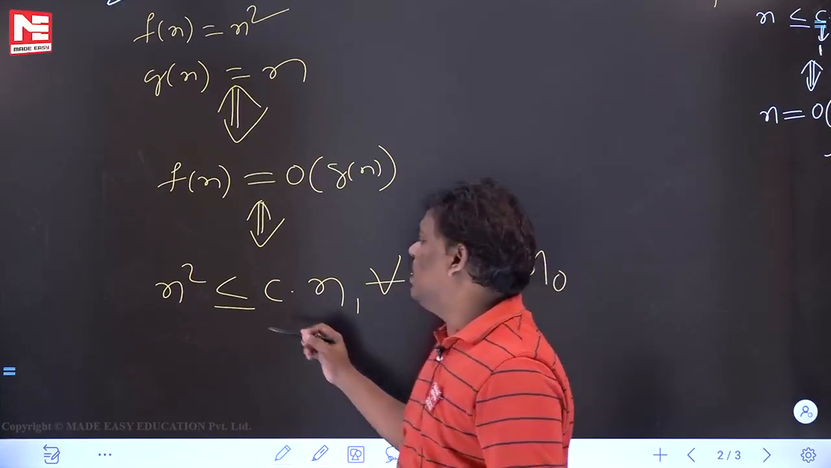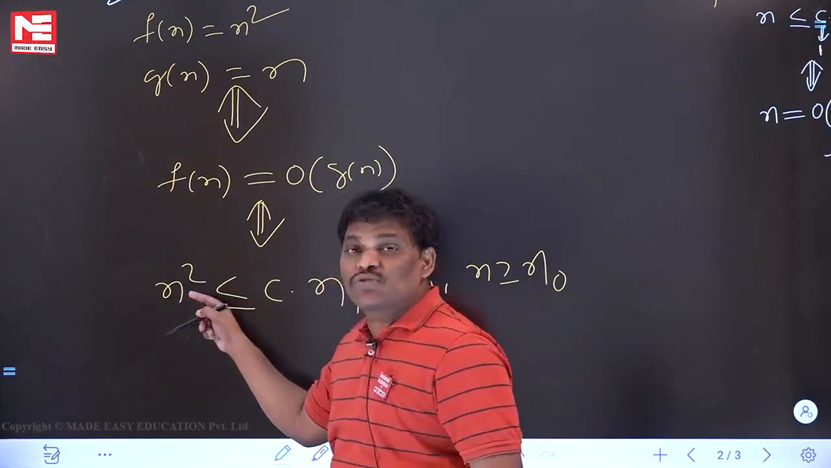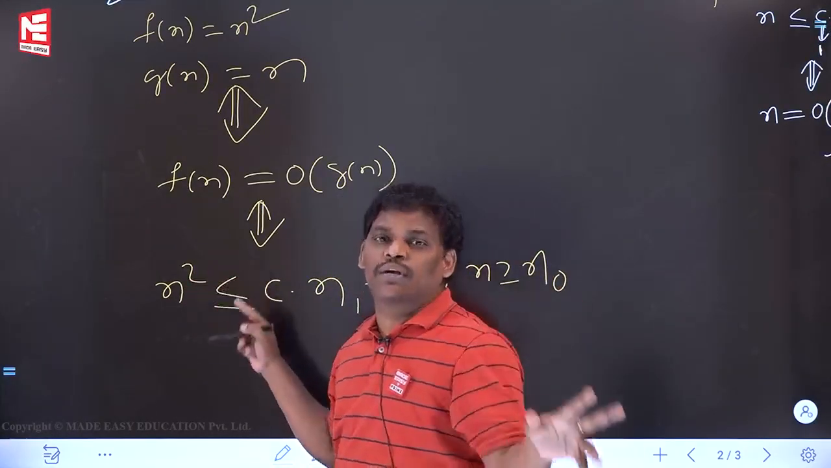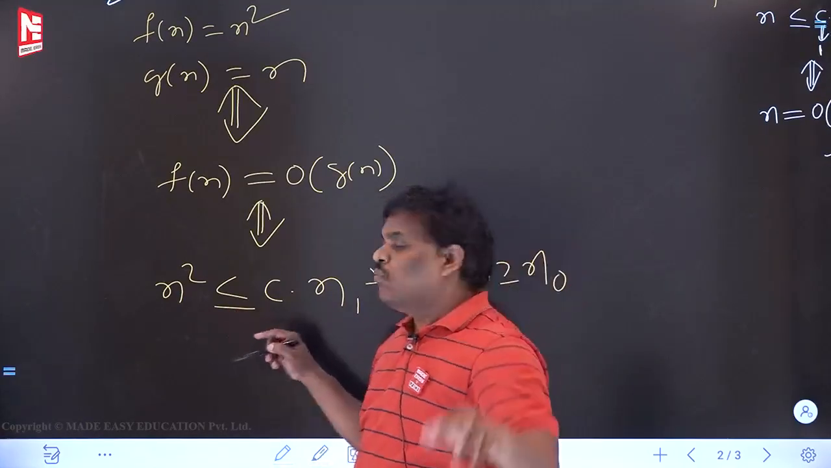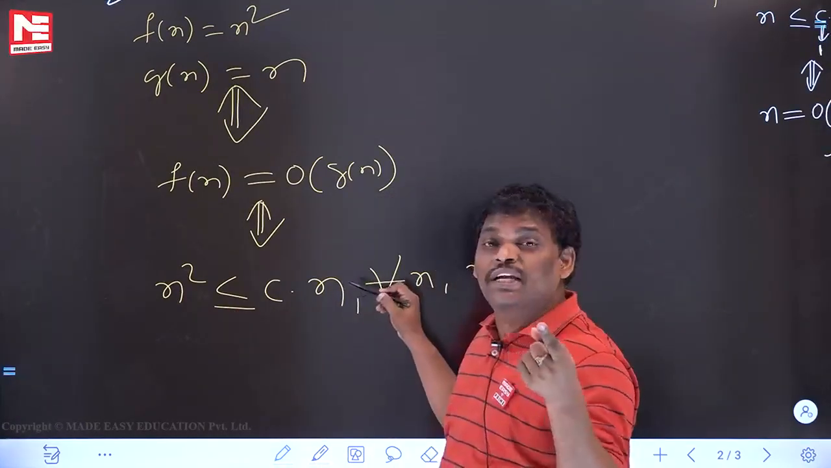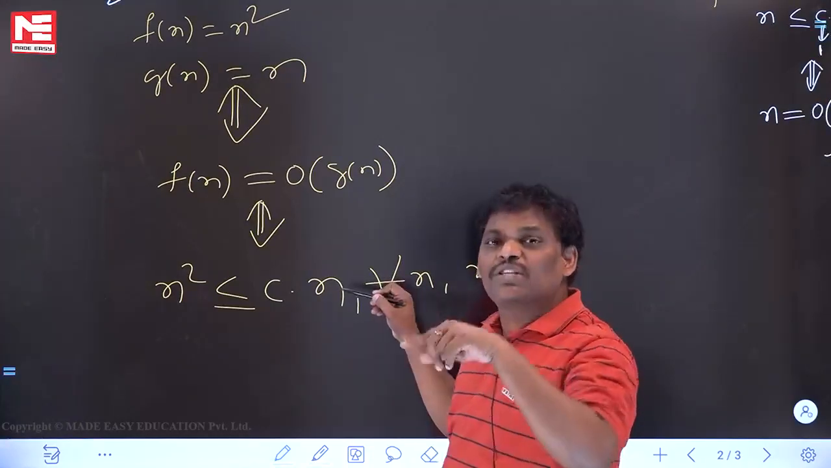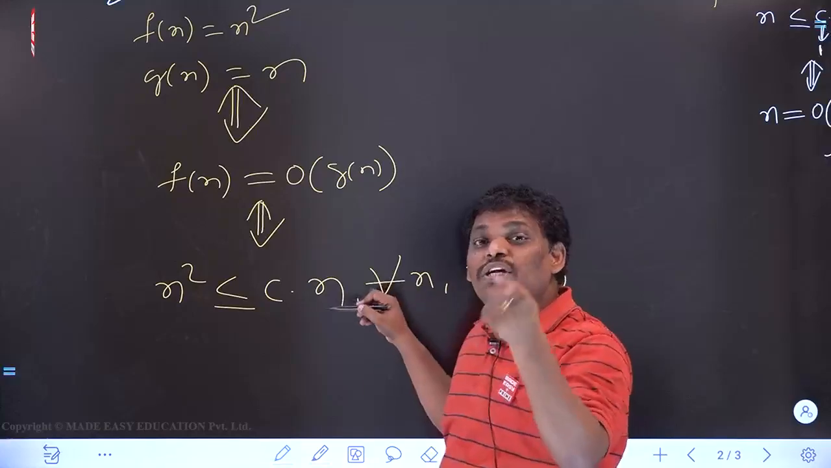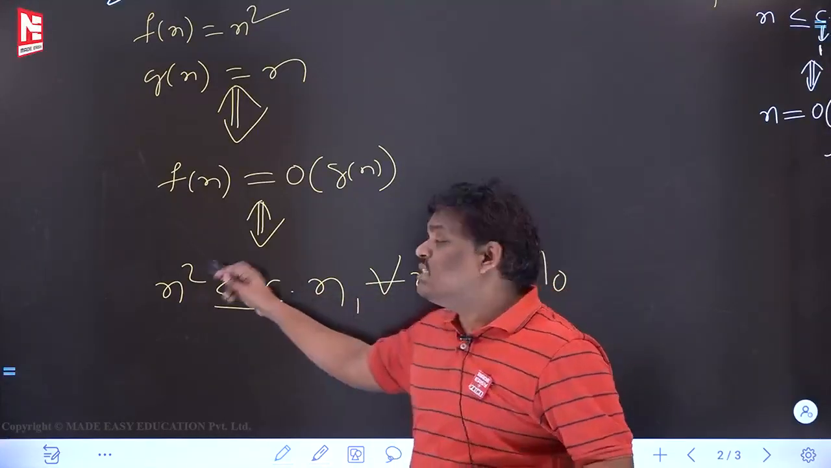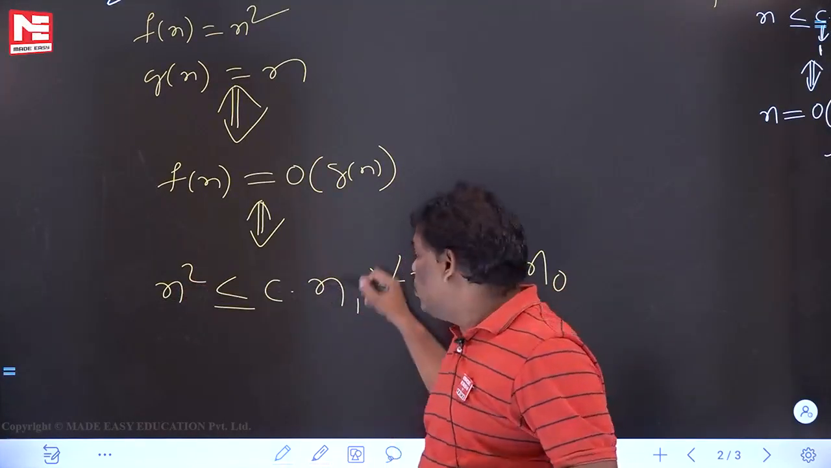Can you help me now? Left is n square. What is the meaning? N into n, n square. But what is the right hand side? Right hand side is going to be C into n. Left is n into n, but right is C into n. That is n square versus only n.